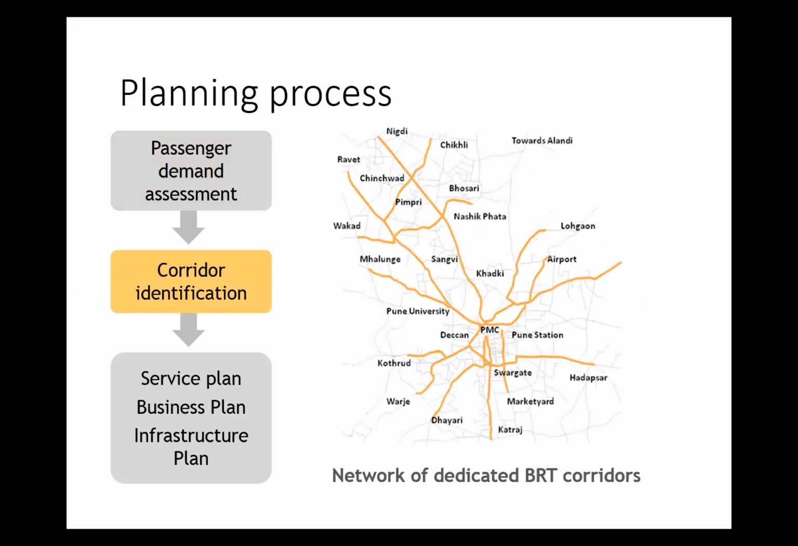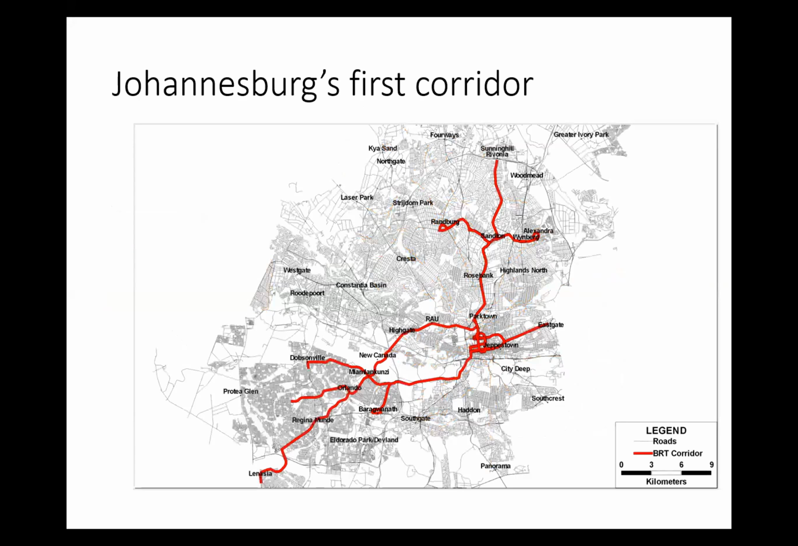So this is from Pimpri-Chinchwad. This is the Pune Pimpri-Chinchwad. This is looking at their dedicated BRT corridor network that they have planned. In Johannesburg, this was their first corridor that they broke up into multiple phases. You have to decide which is going to be your first corridor. Hopefully that's within a network plan.